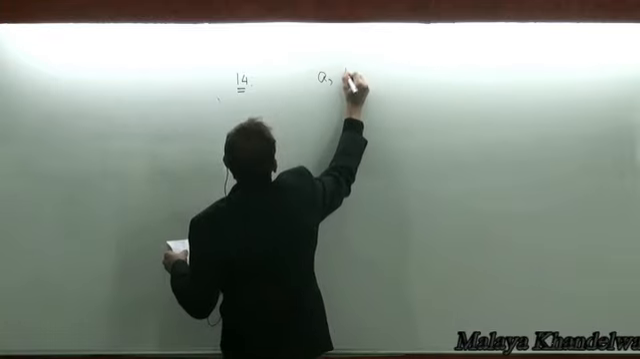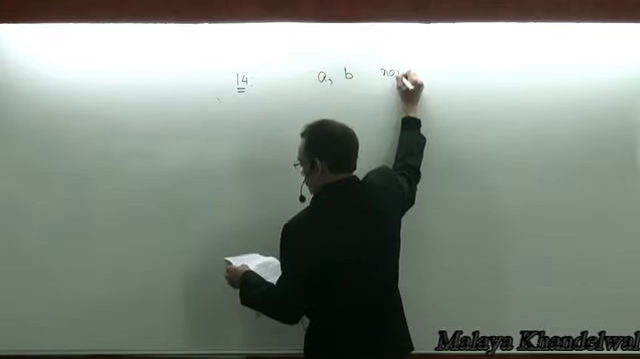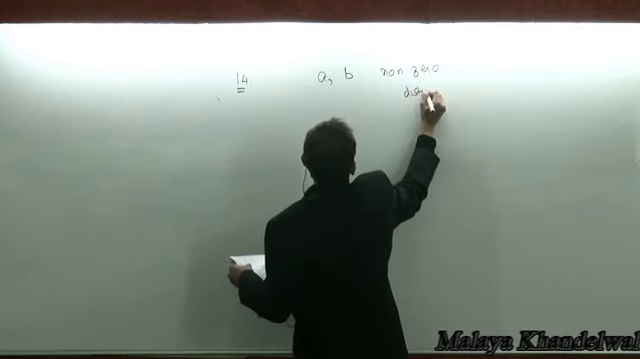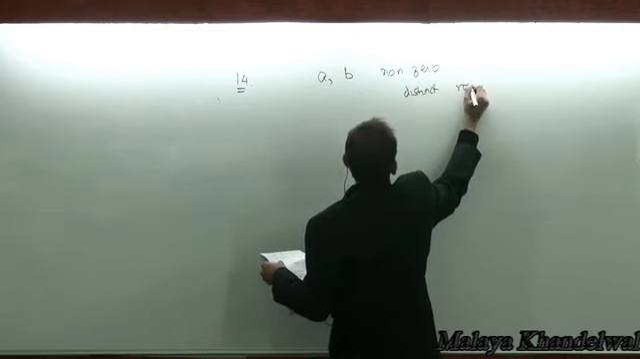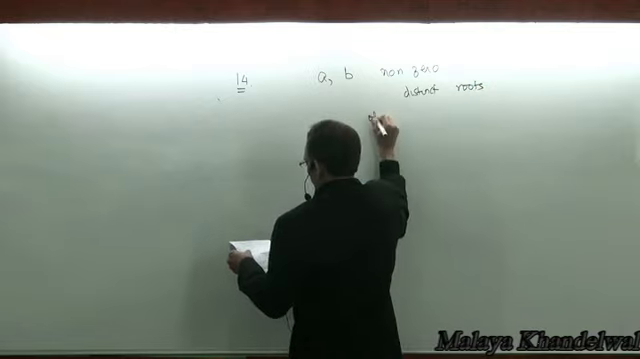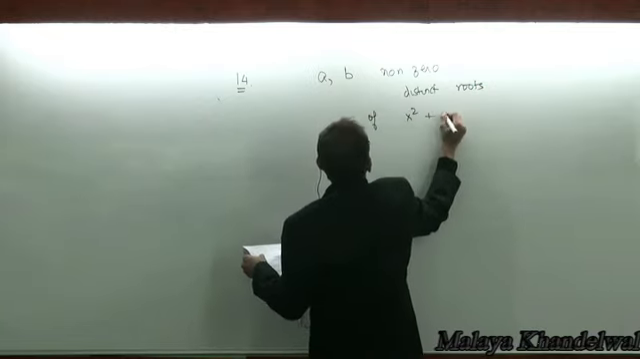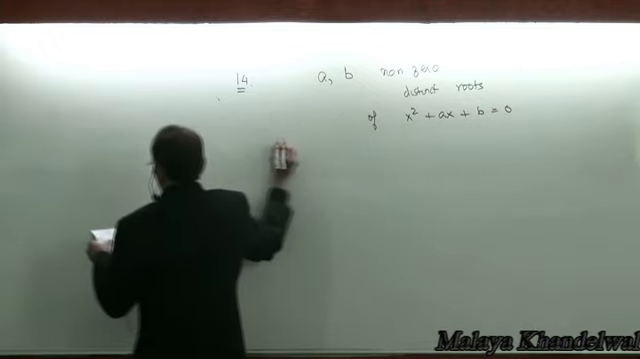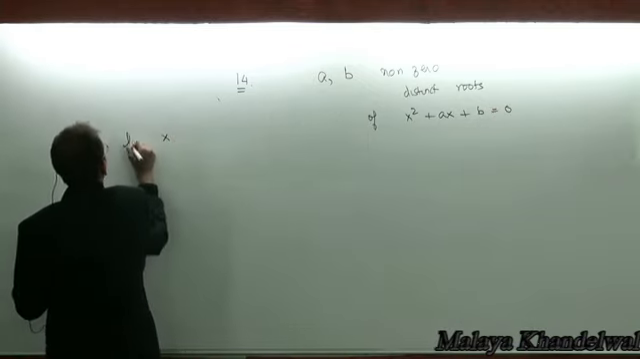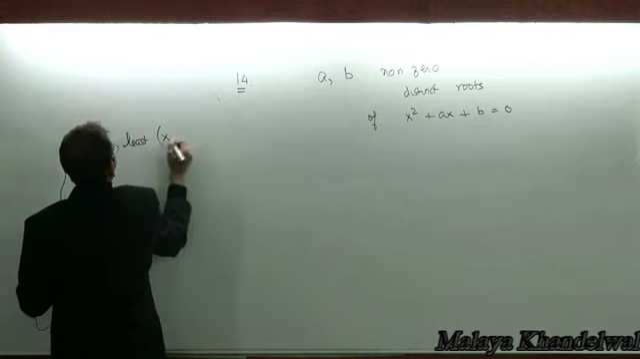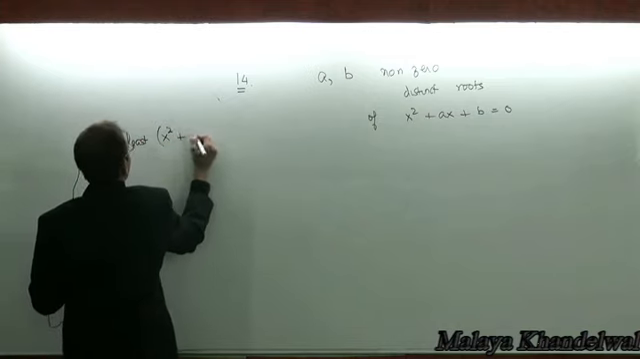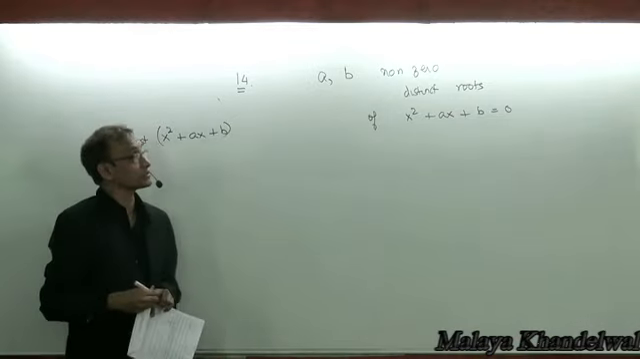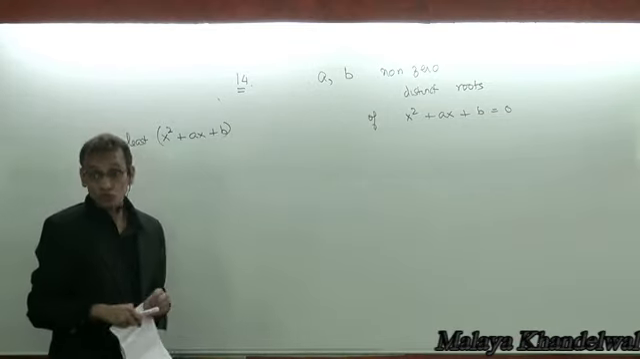a and b are given to be non-zero, distinct roots of x squared plus ax plus b equal to 0. We want to find the least value of x squared plus ax plus b. We want to find the least value of this expression, given that a and b are roots of this.